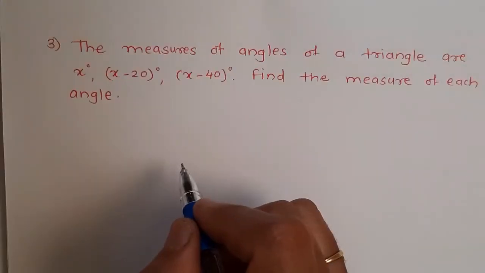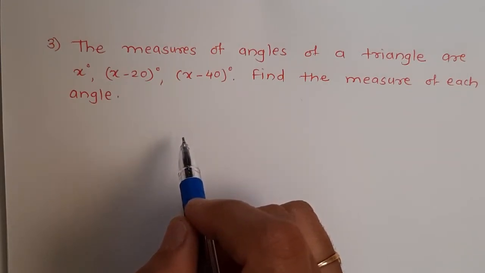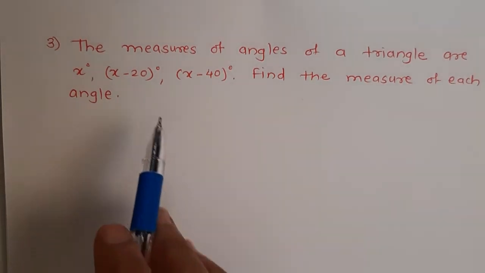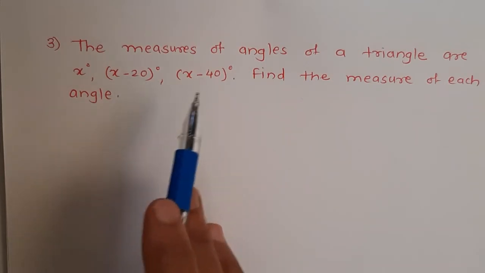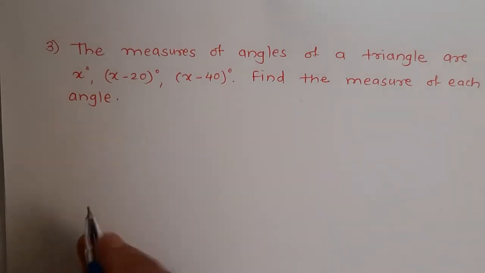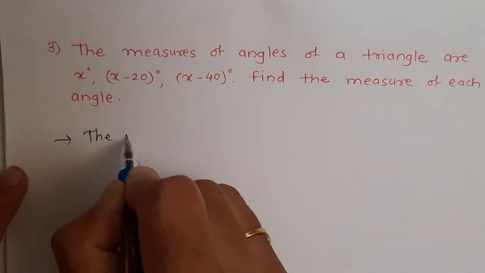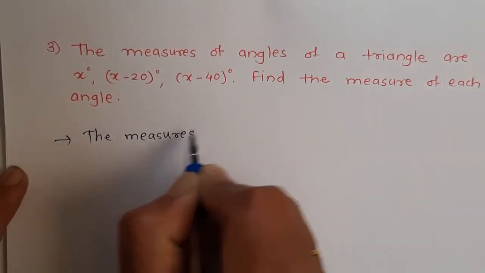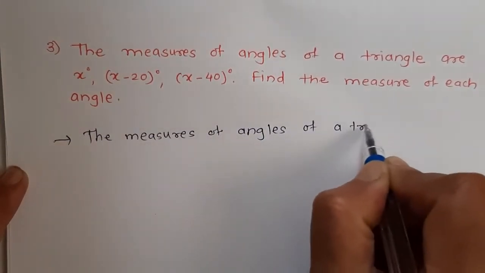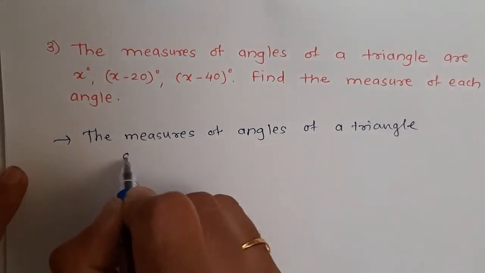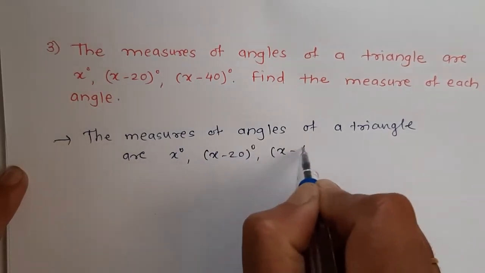Now we'll discuss one more example. See the third example. The measures of angles of a triangle are x degrees, x minus 20 degrees, x minus 40 degrees. Find the measure of each angle. Now here we have to find the measurement of angles, and the three angles are given: x, x minus 20, x minus 40. See the solution. First of all we'll write the measures of angles of a triangle are x degrees, x minus 20 degrees, x minus 40 degrees.